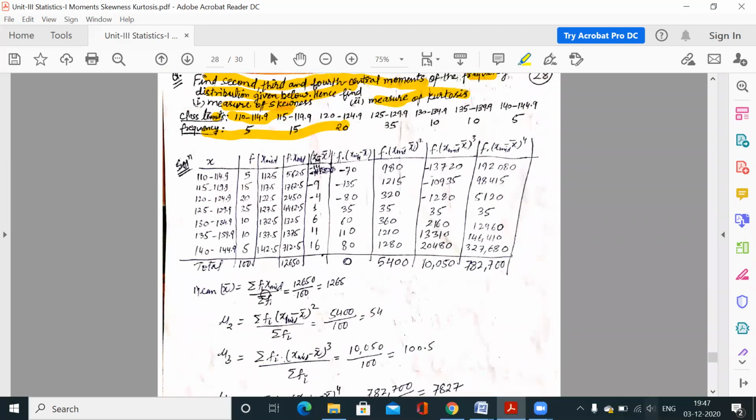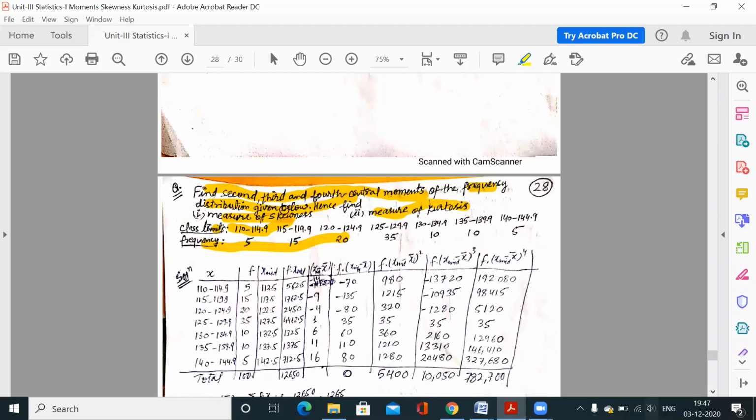Again, we have to calculate skewness and kurtosis, as well as the second, third and fourth central moments. Even if they do not ask about the second, third and fourth central moments, we still need to calculate these moments, because for skewness and kurtosis we need these four central moments: first, second, third and fourth. Clear?